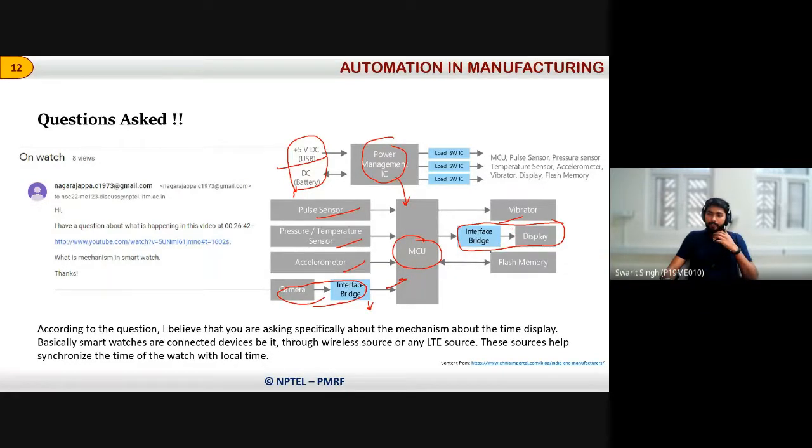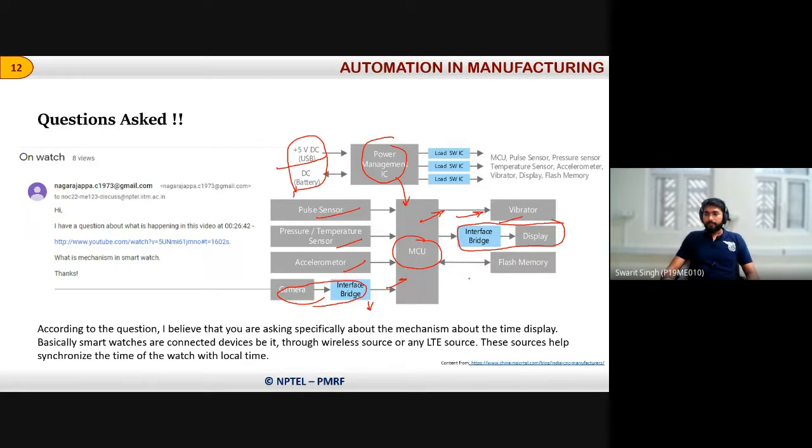Then vibration is also there. If the smartwatch wants to give us an alarm, or a reminder that we have already fixed, at that time it vibrates also. So there is a component that vibrates, and we feel the vibration.